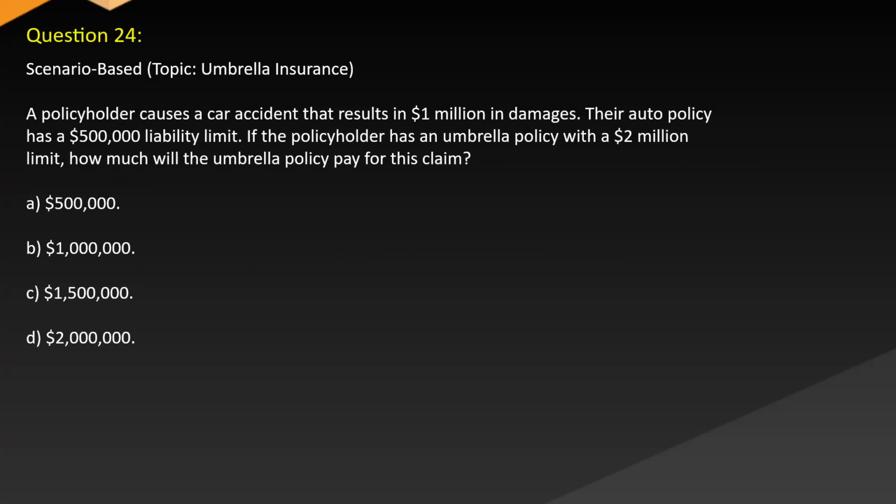Question 24. Scenario-based. Topic: Umbrella insurance. A policyholder causes a car accident that results in $1 million in damages. Their auto policy has a $500,000 liability limit. If the policyholder has an umbrella policy with a $2 million limit, how much will the umbrella policy pay for this claim? A. $500,000. B. $1 million. C. $1,500,000. D. $2 million.